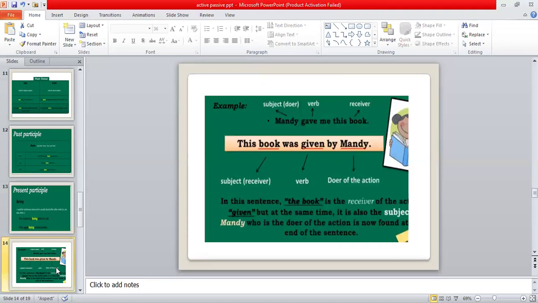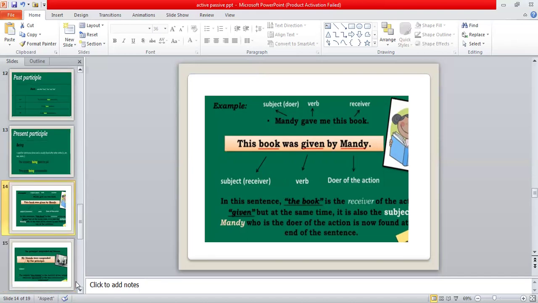Mandy gave me this book. Mandy is the subject, gave is the verb, and me is the object over here, and book is another object. Fine. So if you want to change it into the passive voice, this is the passive sentence of the active sentence.